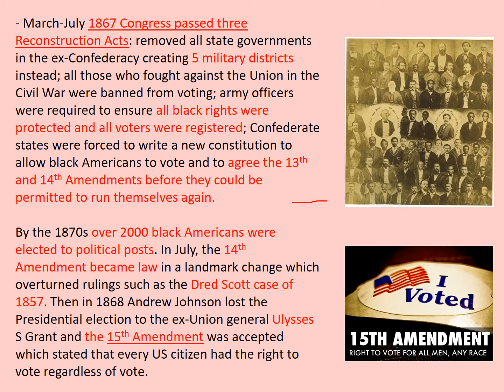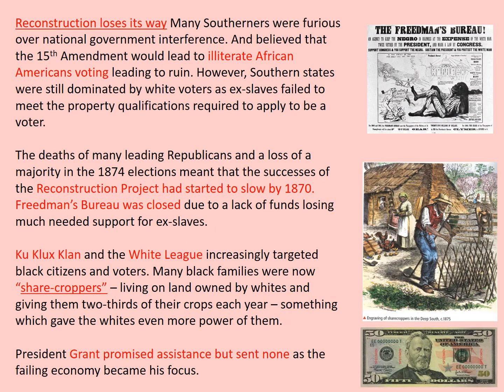So if we draw a line again, under radical Reconstruction we've now got a significant stage forward for those believing that the freed slaves should have their rights. And then we get a reverse. Reconstruction loses its way. Many in the South believe that if you give the vote to illiterate African Americans, you're going to lead to ruin because they won't know what they're voting for. Southern states, despite these changes, however, are still dominated by white voters because ex-slaves didn't meet the property qualifications.